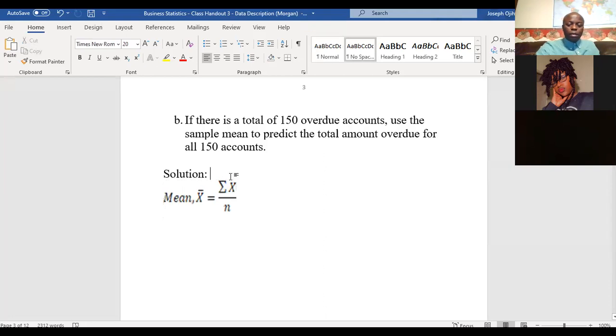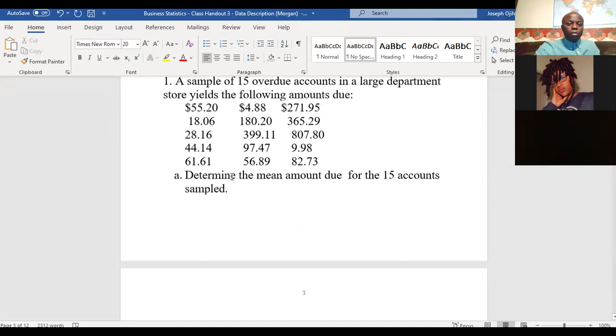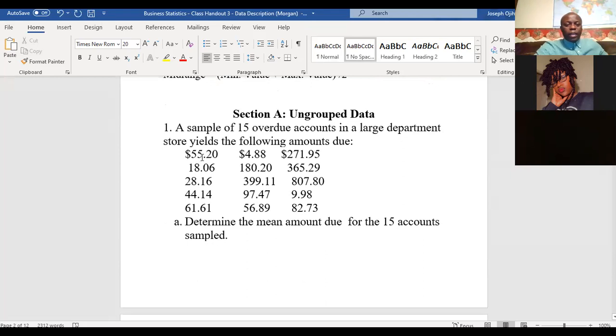See? So listen, look at this right here. So these are the x's. This first number here is x1. The second number is x2. See? And so on and so forth. All the way to the last one, which is x15. So sum of x means to add all of them, and n represents the number of items here.